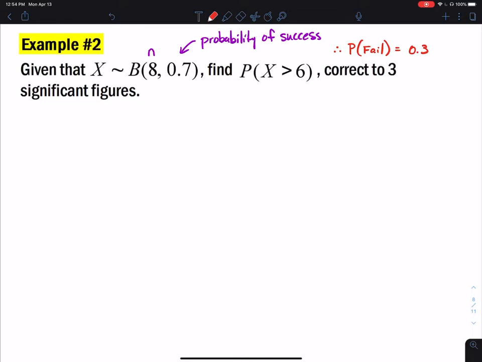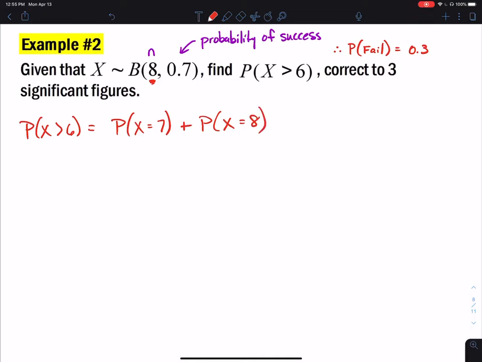Okay, so for the question, it wants us to calculate the probability that x is greater than 6. Now, this isn't saying for all values greater than 6. It's saying for the values greater than 6 up until 8. So to set this up, probability that x is greater than 6, what that actually means is I need to calculate the probability that x is 7, or that x could be 8.